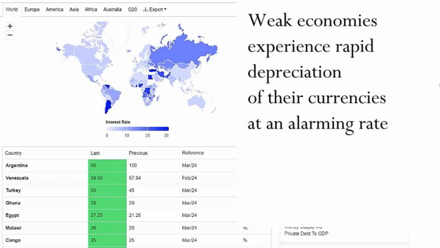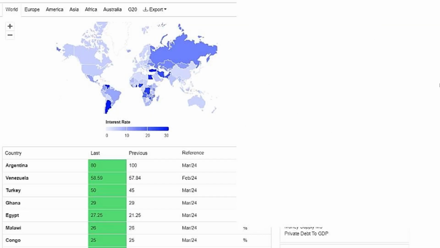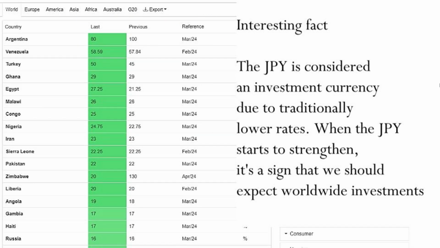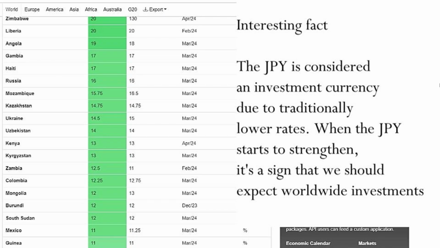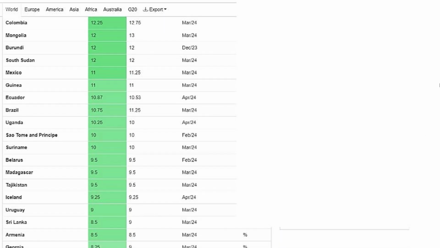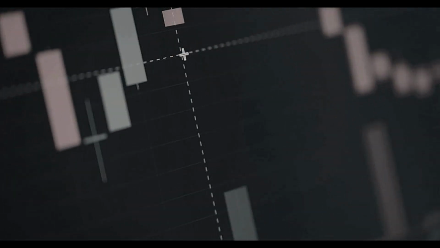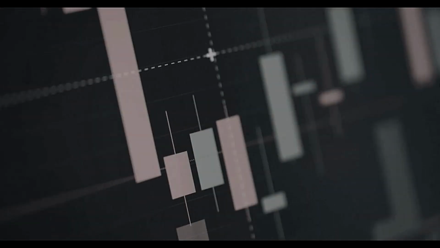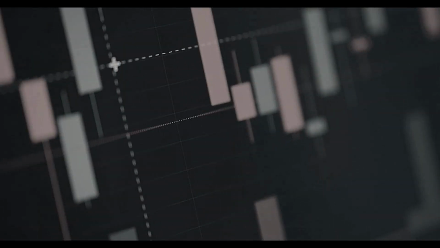Weaker economic currencies depreciate at insane rates against stronger currencies, no matter what their interest rates are. We need stable market conditions. Carry trading thrives in relatively stable market environments. When markets are calm and not experiencing significant volatility, the interest rate differential becomes the primary driver of profits for carry traders. In stable economic conditions, central banks are more likely to maintain consistent interest rate policies.